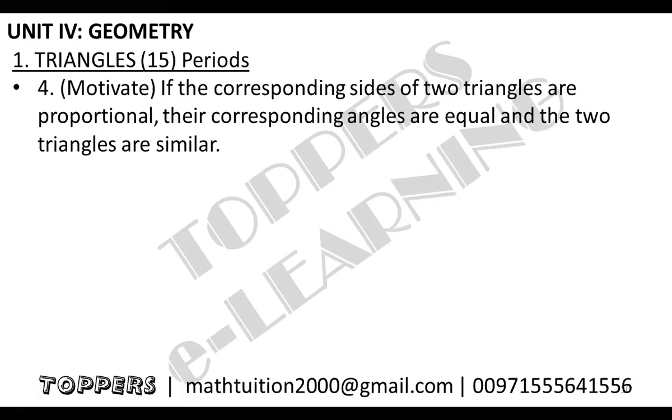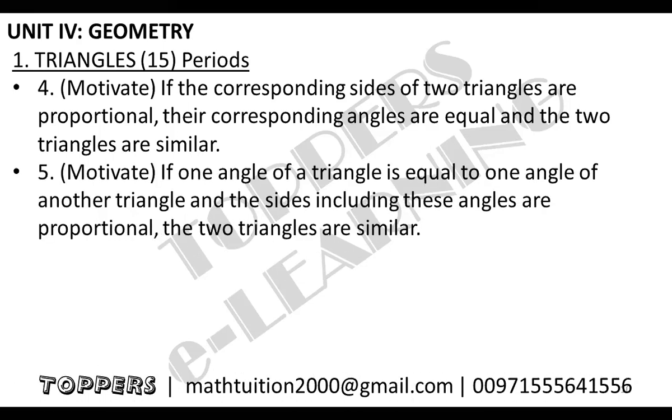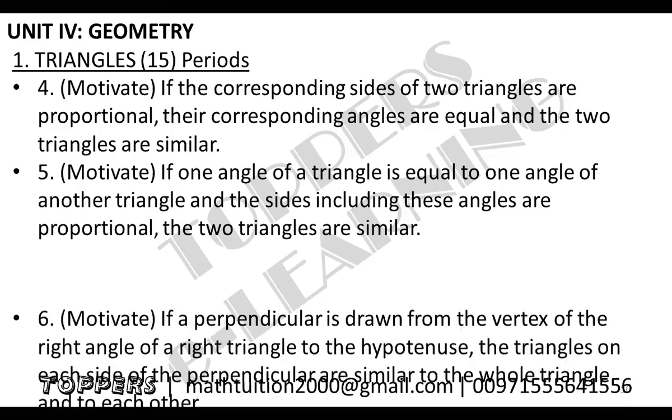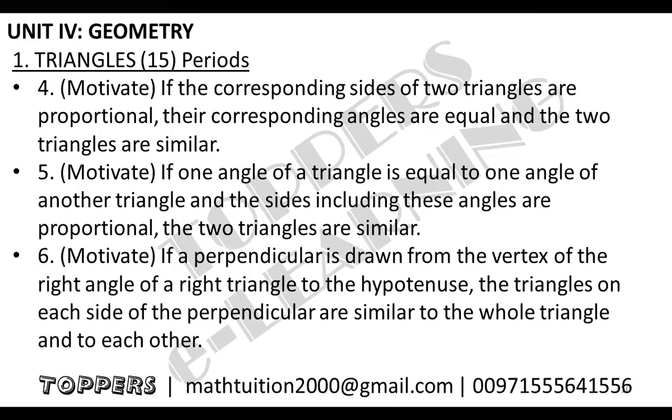Fourth one, if the corresponding sides of two triangles are proportional, their corresponding angles are equal, and the two triangles are similar. Fifth one, if one angle of a triangle is equal to one angle of another triangle, and the sides including these angles are proportional, the two triangles are similar. Sixth, if a perpendicular is drawn from the vertex of the right angle of a right triangle to the hypotenuse, the triangles on each side of the perpendicular are similar to the whole triangle and to each other.